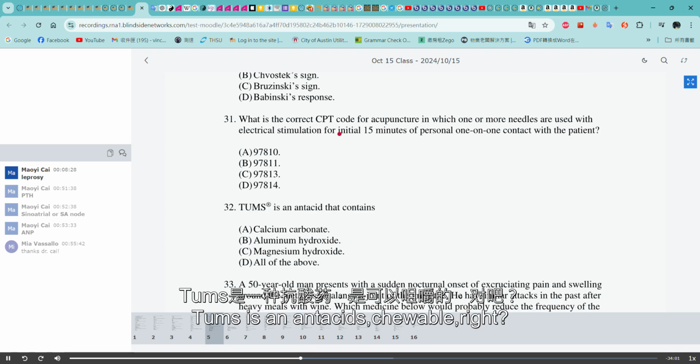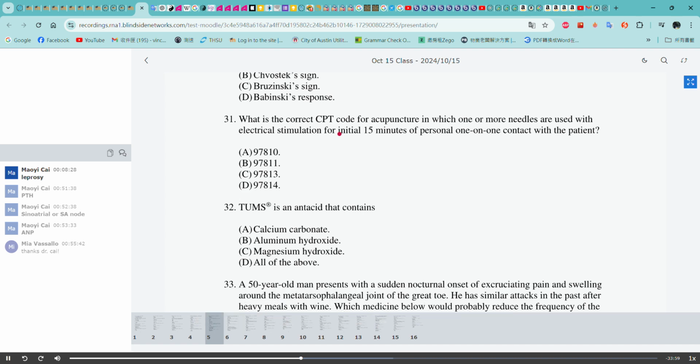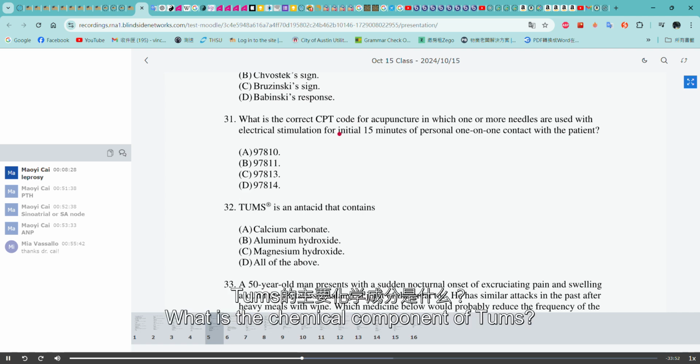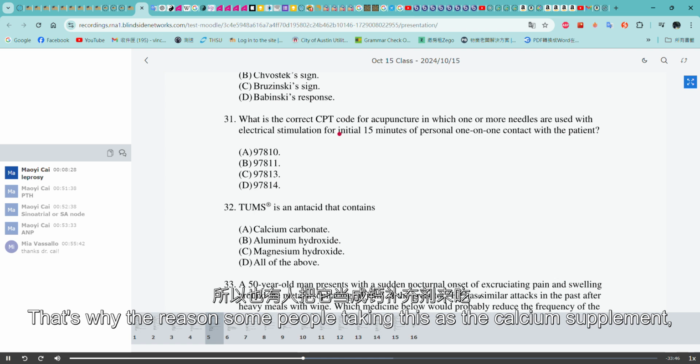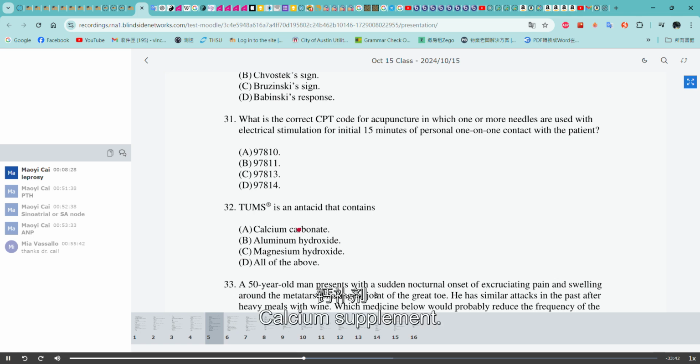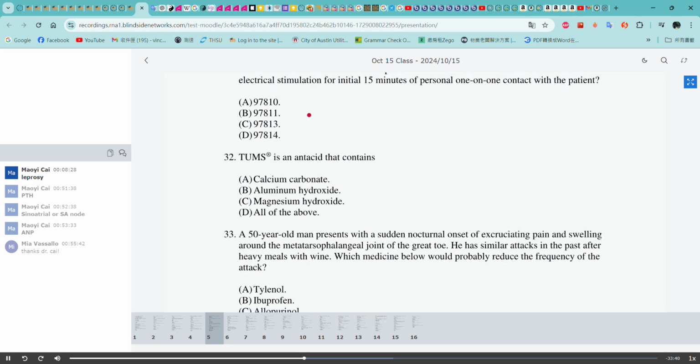Tums. Tums is an antacid, chewable, right? Sometimes you have acid reflux. But the thing is, they ask you, what is the chemical component of Tums? Tums is A, calcium carbonate. That's the reason some people take this as a calcium supplement, okay? Calcium supplement. So this is A.